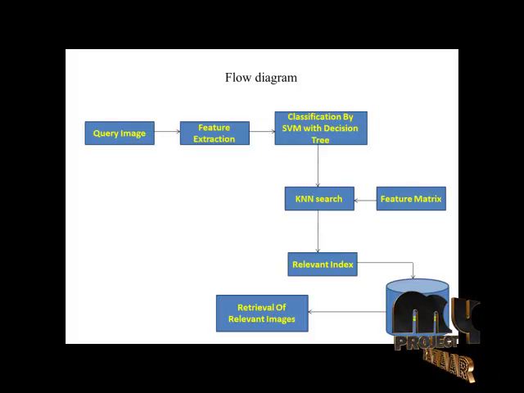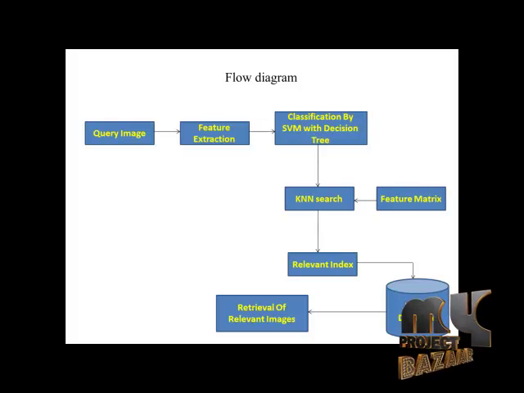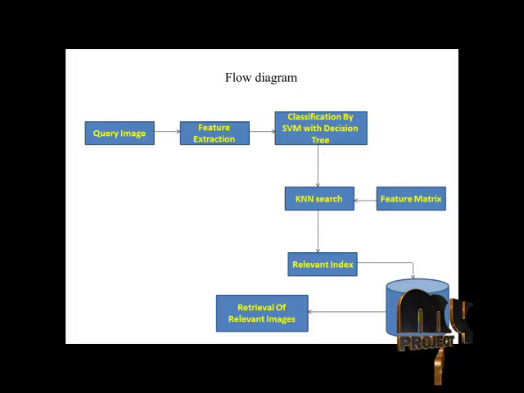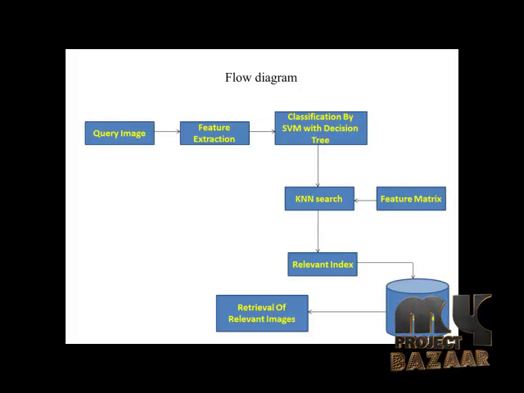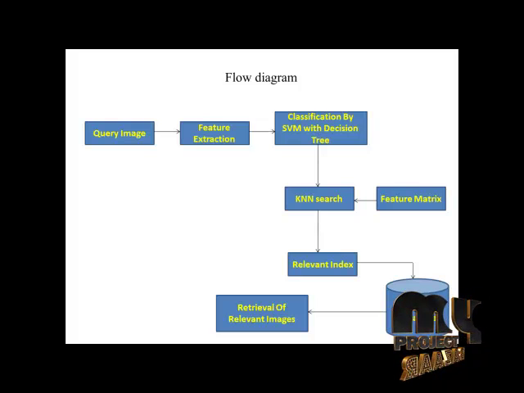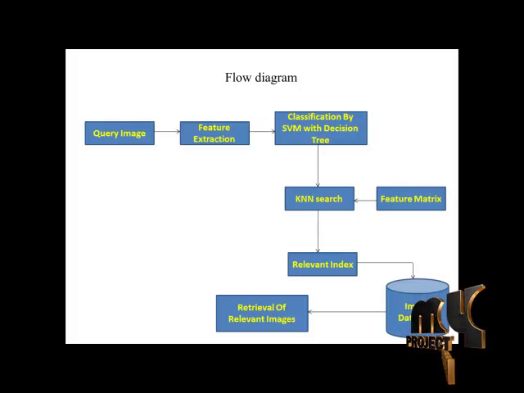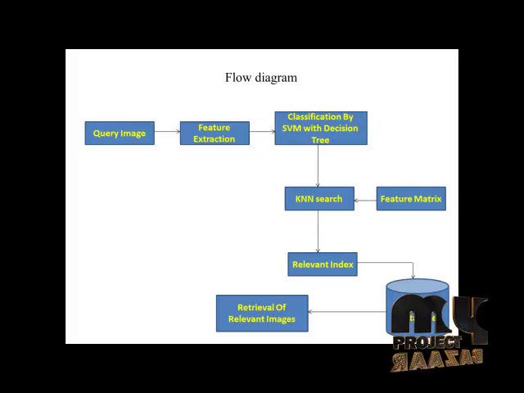KNN means nearest neighbor, so it can be calculated on nearby pixel values. It is also used to make the feature matrix. It is a math file created for it. Next we have to get the relevant index of each and every image with respect to our input query image.